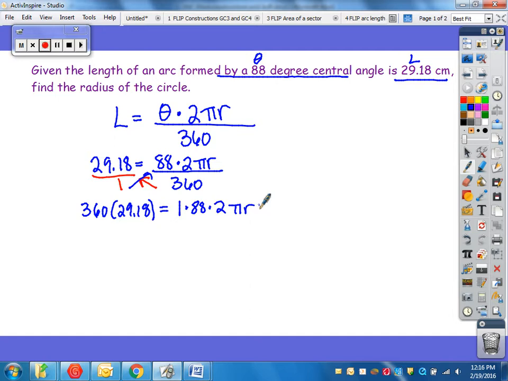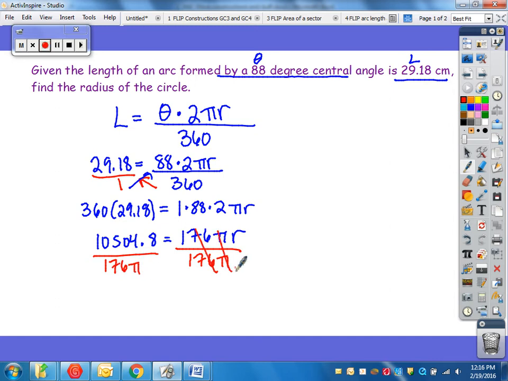So I'm going to multiply 360 by 29.18. That gives me 10,504.8. And on this side, I'm just going to multiply that 1 times 88 times 2, which is going to give me 176 times pi times the radius. So again, I'm trying to solve for the radius, which means I need to get rid of this 176 pi. So I'm going to divide both sides by 176 pi.